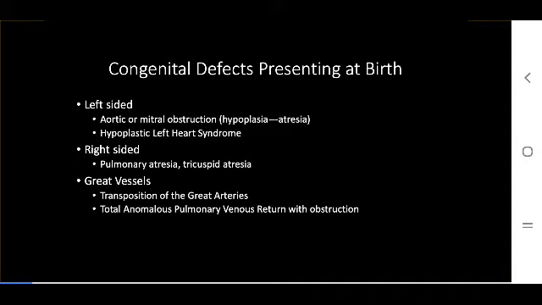The congenital defects that present at birth are the left-sided defects, aortic or mitral obstruction, hypoplasia, all the way to atresia, hypoplastic left heart syndrome; right-sided lesions such as pulmonary atresia or tricuspid atresia; and defects of the great vessels, either transposition of the great arteries or total anomalous pulmonary venous return with obstruction of flow. These are the ones. Now, there are many other defects that may cause difficulties, may cause cyanosis. I'm trying to concentrate on the ones that appear to us as emergencies. These are the most common ones that I have come in contact with.